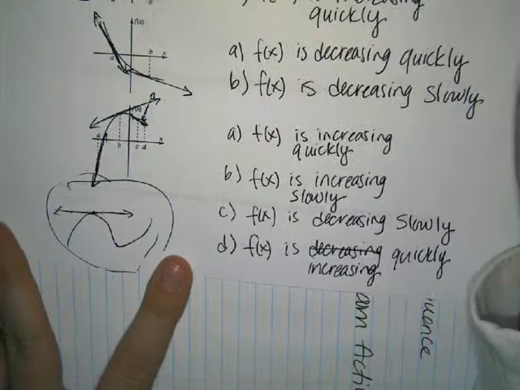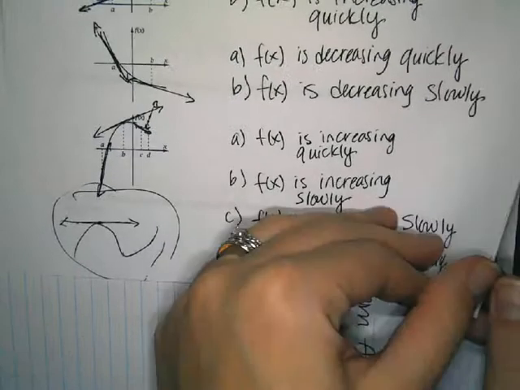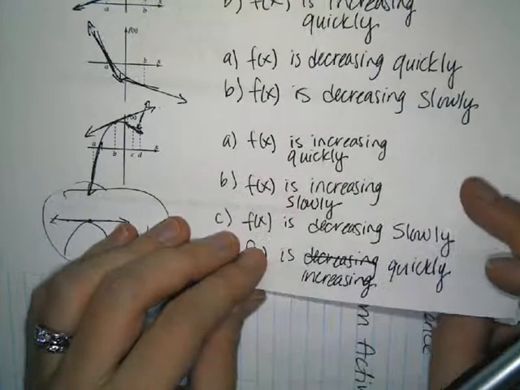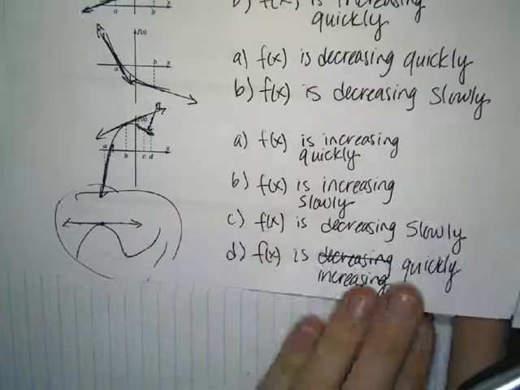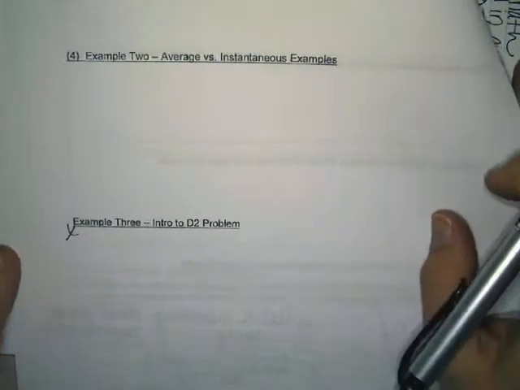Okay, for example 2, we'll talk about this. And for right now, you can exit example 3, because that one I'm actually going to have you do with a partner today. So, for example 2, average versus instantaneous examples. Okay, so average rates of change. We'll label this. Versus instantaneous.